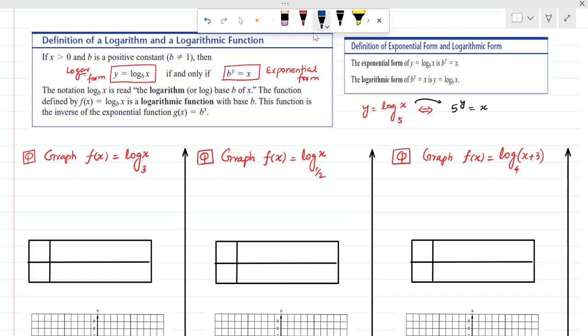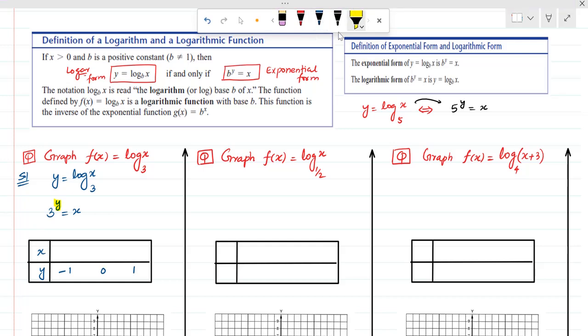I can write this as y equals log x base 3. It can be written in the exponential form as 3 raised to the power y equals x. Here you will have x and y, but you have to give the value of y, because y is the independent variable and x is the dependent variable. I will choose the value of y as -1, 0 and 1.